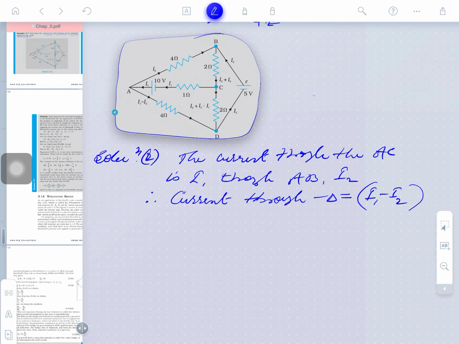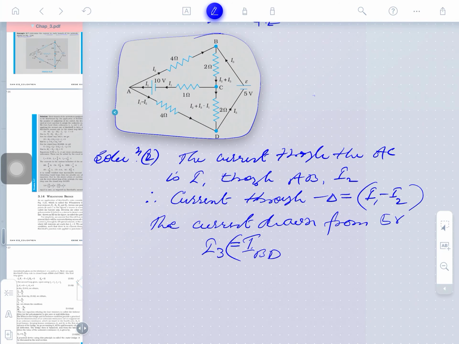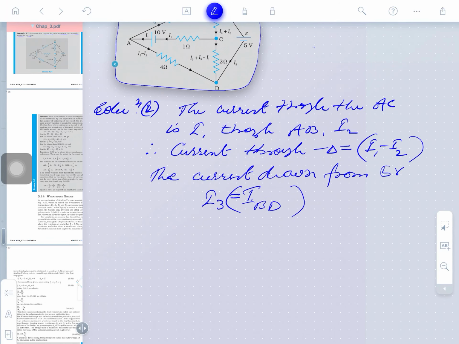Also, the current drawn from the 5-volt battery is called I3. This is through B, the BD line, the current through the BD line. This is okay. Now start solving.